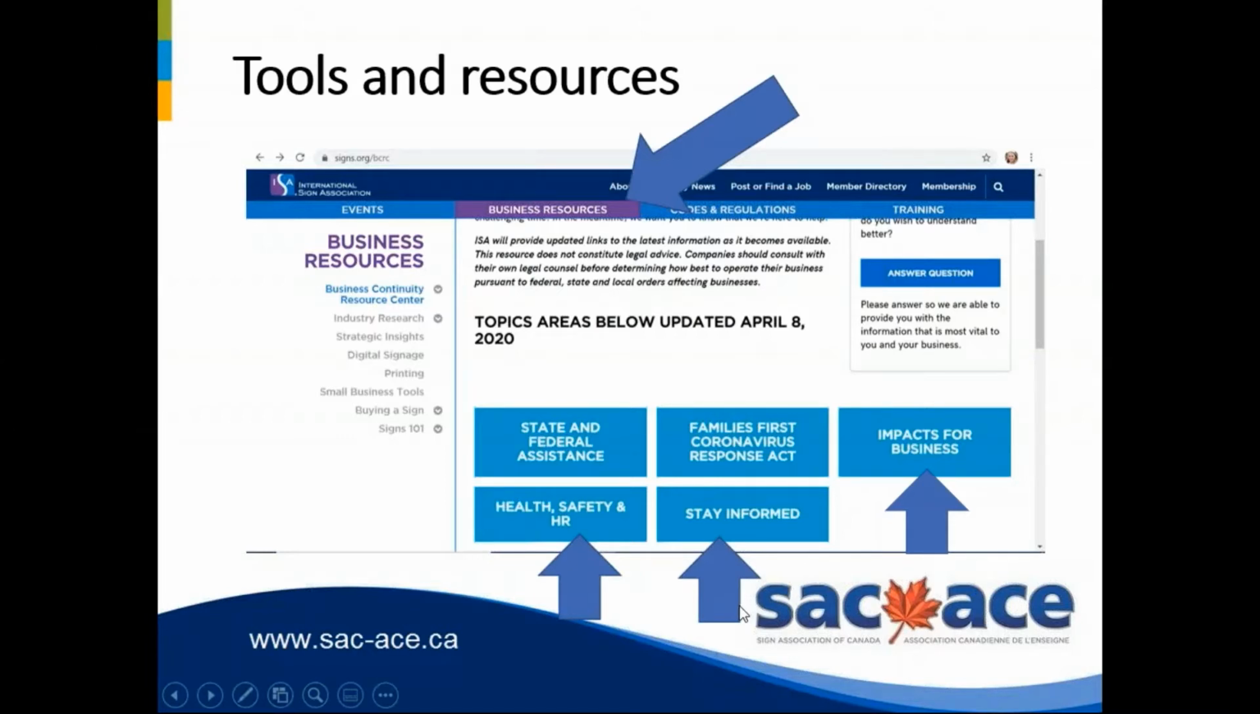So this is the ISA Business Resources page. If you haven't checked it out, do so. You can see the URL, signs.org/BCRC. And they are adding information there on a daily basis. So impacts for businesses, health and safety, just information to keep you informed. And right now, as we are starting to slowly, hopefully, open up some businesses, and it really depends on where you are, I mean, in the US, but also even provincially, they will be adding some tips on what that opening up means. All right, next slide.